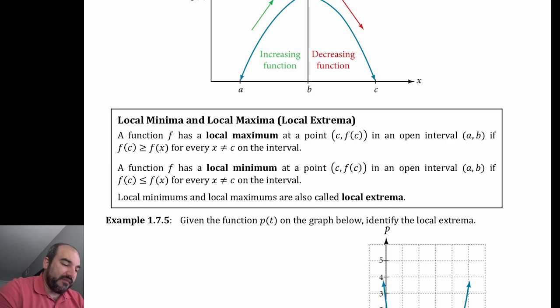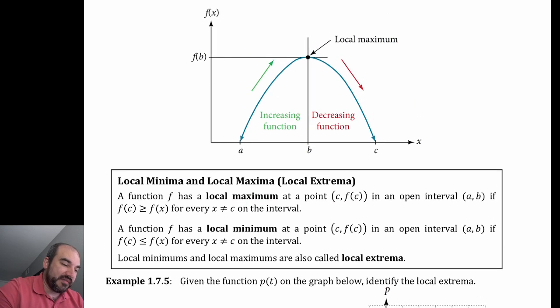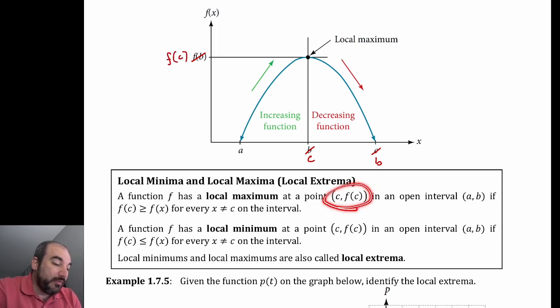This is saying that a function f has a local maximum at a point c comma f of c. We'll just say that's what this point is here. Let's change these letters here so that this makes more sense. We'll call this c and we'll call this b. So the definition makes sense when we're looking at this. And this is going to be f of c, because that's what they're calling the local maximum, c f of c, right? So this point here would be c comma f of c.